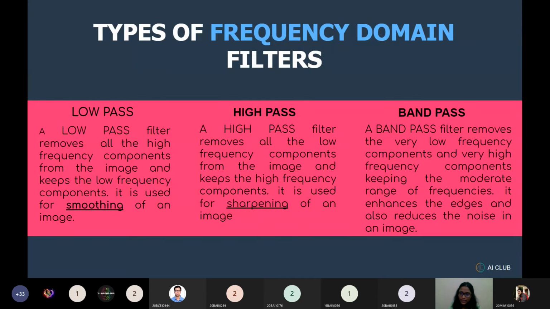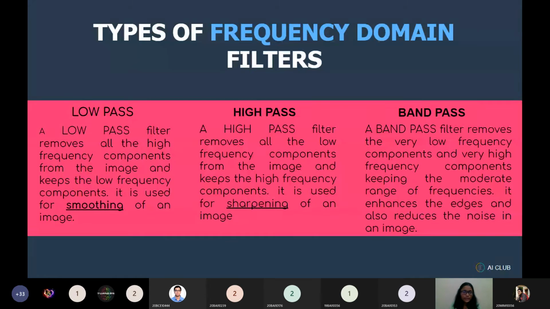Similarly, in high pass, the things change. It's just the opposite. In high pass, your name is only suggesting you the entire process. In high pass, you're going to keep the high frequency component and discard the low frequency component. And when we talk about band pass, once you discard the high frequency component and you discard the low frequency component, you are left with a moderate range of frequencies.